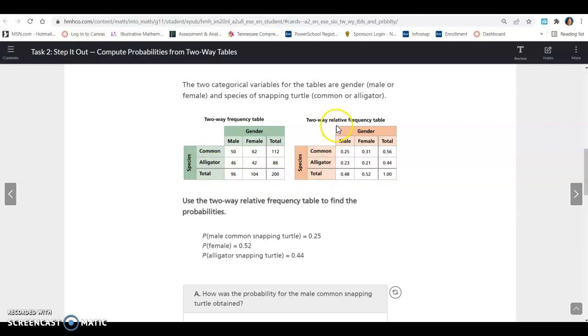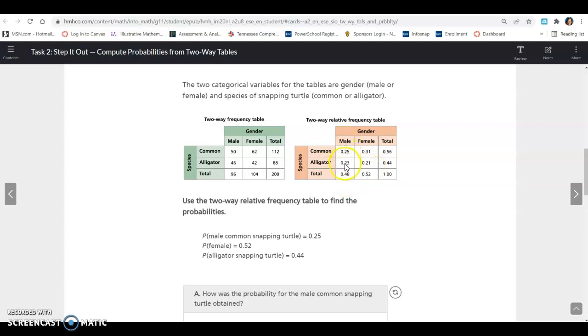Now we have a two-way relative frequency table, which is just going to be the percentages. So 50 out of 200 is 0.25. 62 out of 200 is 0.31. 46 out of 200 is 0.23. And 42 out of 200 is 0.21.